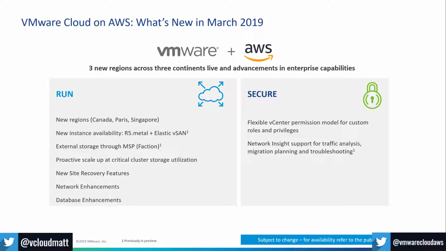So you'll start to see us more referring to the March 2019 release versus M6, but these are the same things right now. One of the biggest enhancements is that we added 3 new regions: Canada, Paris, and Singapore. We're continuing to deliver on that promise of extending this into every AWS region that AWS is in, and we're just plugging right along.